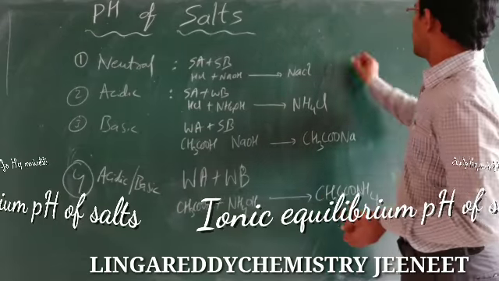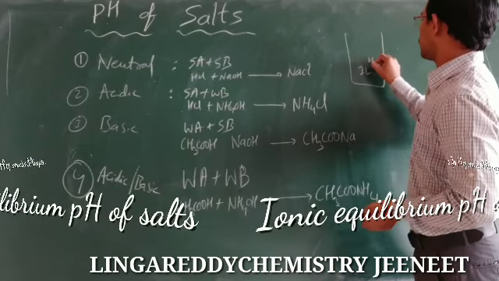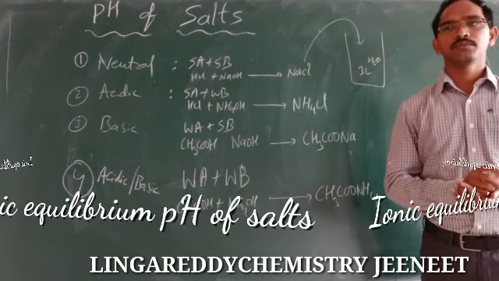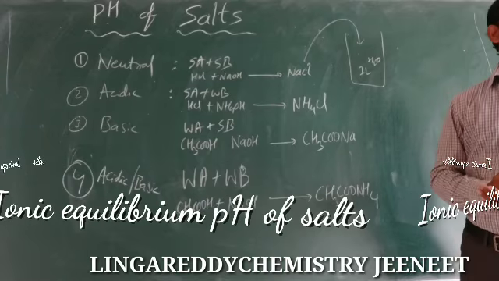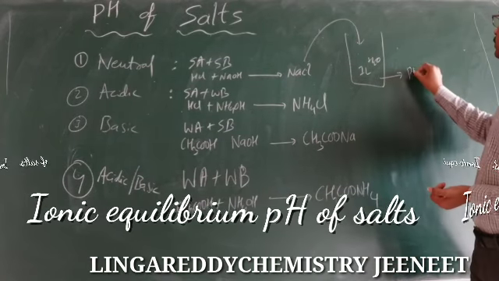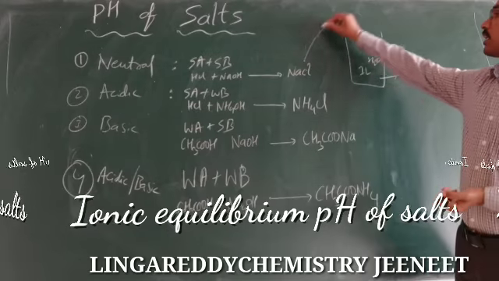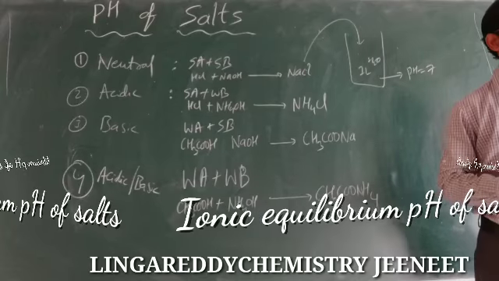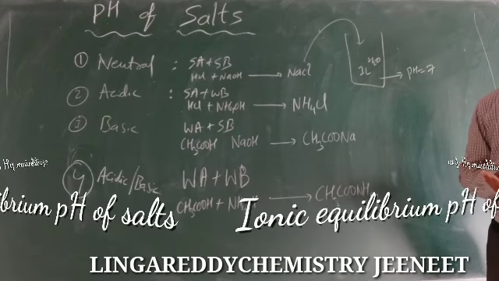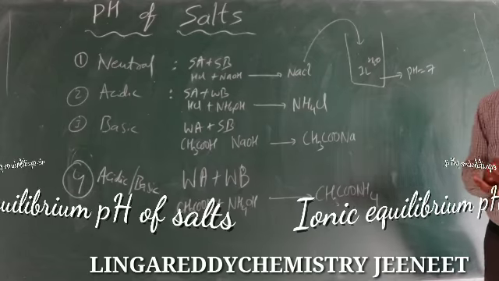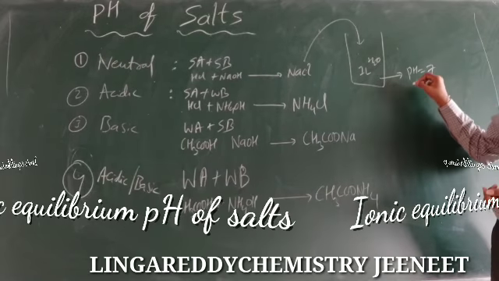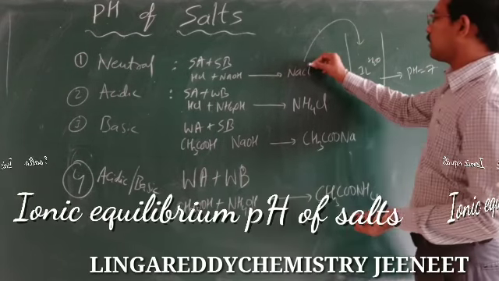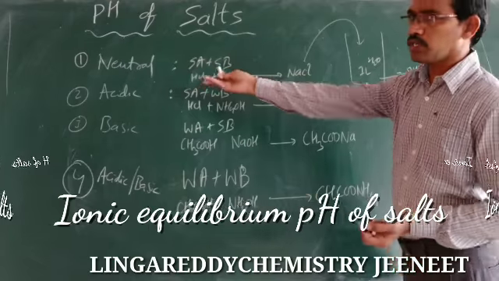Now you tell me, in 1 liter of water, I am adding NaCl. Then what will be the pH value at room temperature? Initially the pH value of water is 7. After adding NaCl, what will be the pH value of this NaCl solution? Either it is more than 7, less than 7, or remains 7. It remains 7 because this NaCl, as you can see, is a neutral salt.